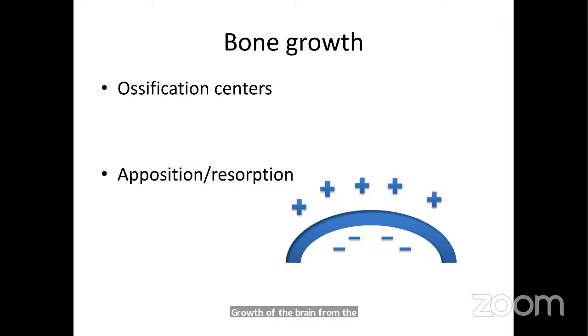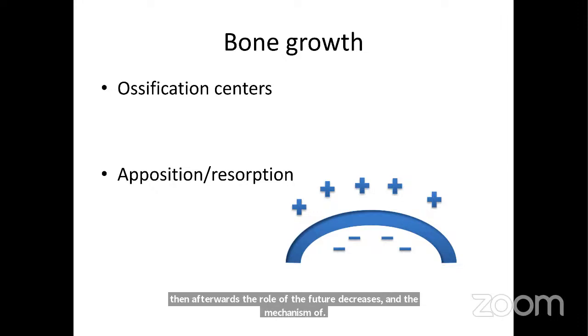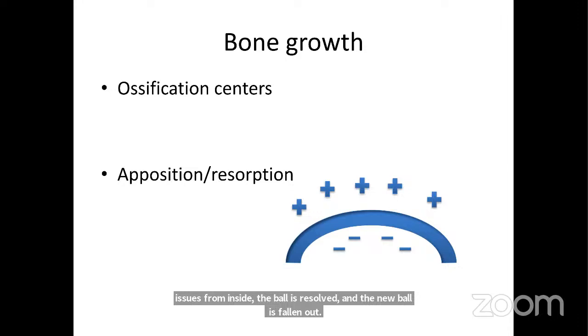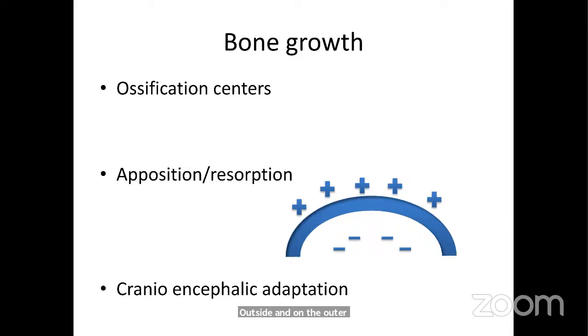And then afterwards, the role of the suture decreases, and the mechanism of growth will come, like in our bones, by positional resorption. The brain pushes from inside, the bone is resorbed, and the new bone is formed outside on the outer layer. And so you have a volumetric increase little by little, and there will be this increase in size, maintaining mostly the same proportion to adapt to the growth of the encephalon.